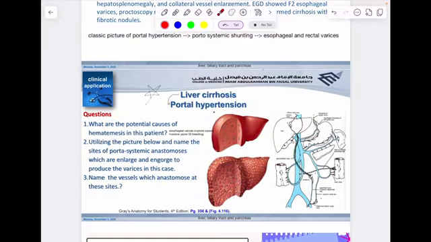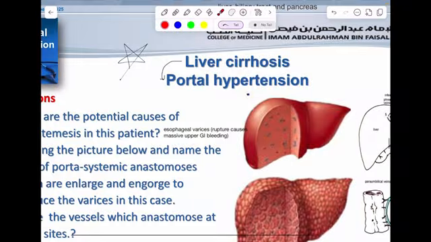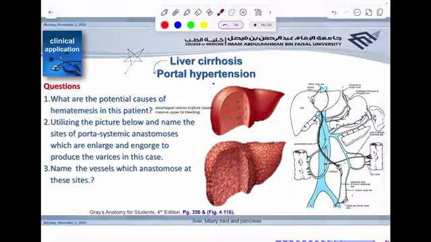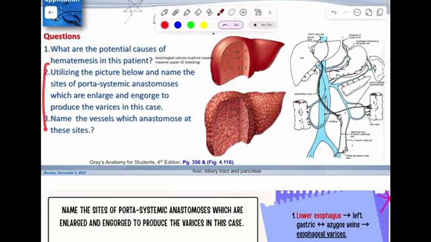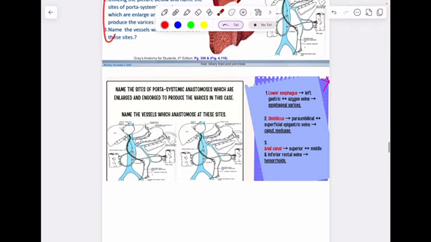So the potential cause of hematemesis, which is vomiting blood, is going to be esophageal varices. And the rupture here is what causes massive upper GI bleeding. But then to answer the second and third questions, we can look at this image.